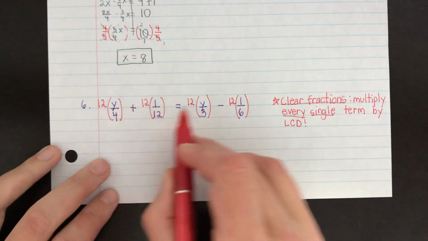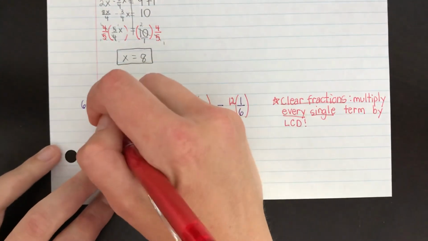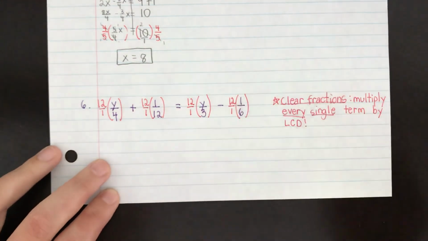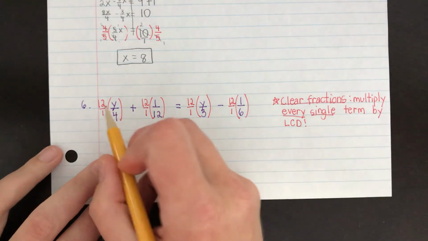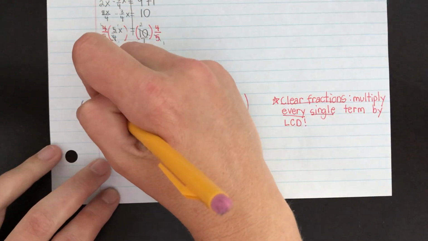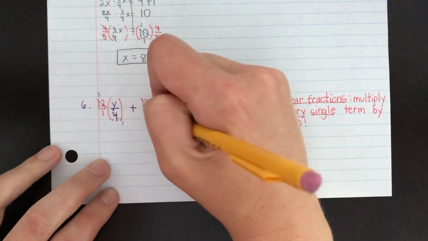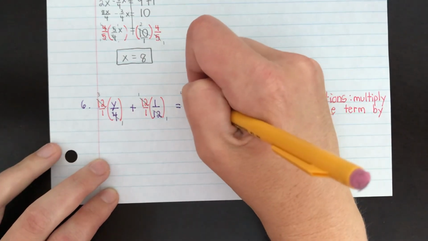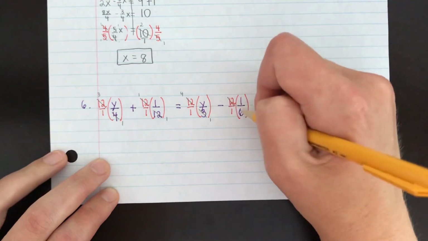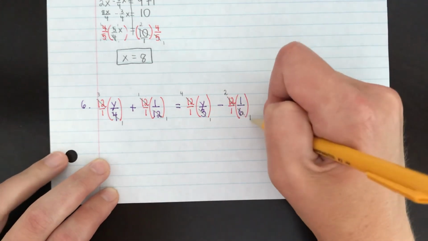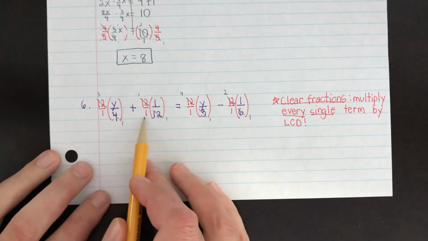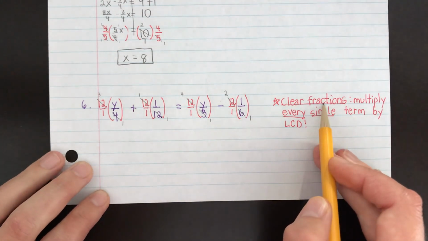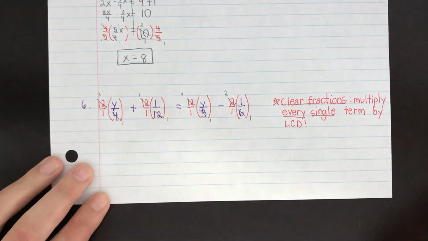So every single term got multiplied by 12, or 12 over 1 if you want to think of it that way. Okay, so then you can simplify and you'll see how beautiful this becomes. So the 12 over 4 simplifies to 3 over 1. The 12 over 12 simplifies to 1 over 1. The 12 over 3 simplifies to 4 over 1. And the 12 over 6 simplifies to 2 over 1. If you've done everything properly, all the denominators should be 1. Why? Because I'm clearing the fraction. I don't want fractions anymore.